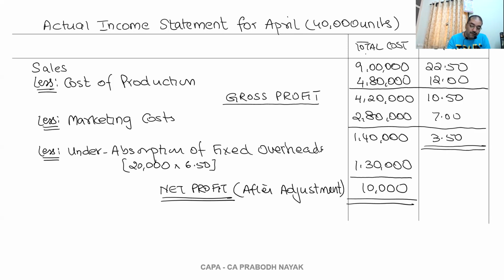Actually, in your absorption costing statement, this is called net profit. And the last figure is called adjusted net profit. This figure is called adjusted net profit, 10,000.